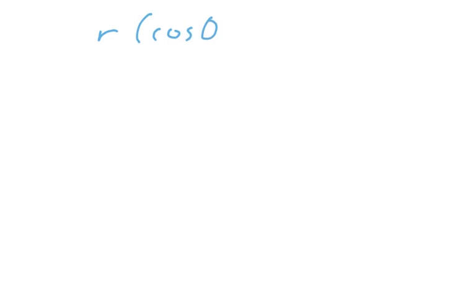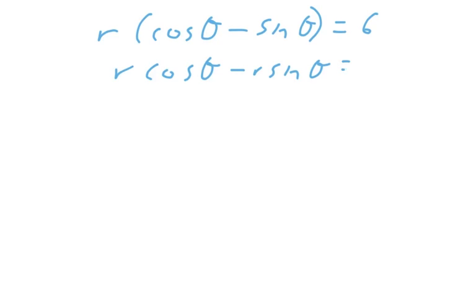We have r cosine theta minus sine theta is equal to 6. So r cosine theta minus r sine theta is equal to 6. Well, r cosine theta is x, and r sine theta is y, so we get x minus y equals 6. And this is problem number 17.